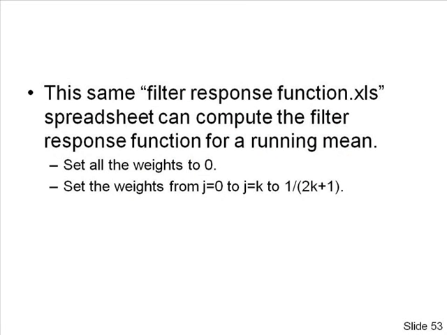You can use the same process with this filter response function Excel spreadsheet to compute the filter response function for a running mean as well. Just set all the weights to 0, and then set the weights from j equals 1 to j equals k to the value 1 over 2k plus 1. I believe that's correct. You should get the same kind of response function, but for running means rather than for a filter. Again, reading that off the PowerPoint will probably work better than in YouTube.